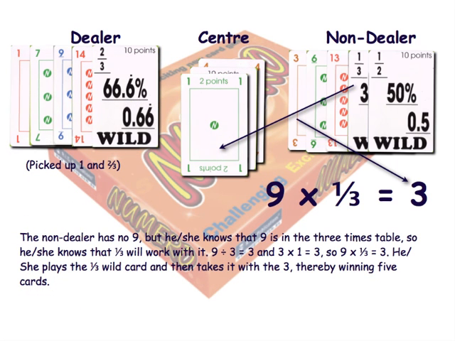The non-dealer has no 9, but they know that 9 is in the 3 times table, so they know that 1/3 will work with it. 9 divided by 3 equals 3, and 3 times 1 is 3, so 9 times 1/3 equals 3. So they play the 1/3 wild card, and then take it with their 3, winning 5 cards.